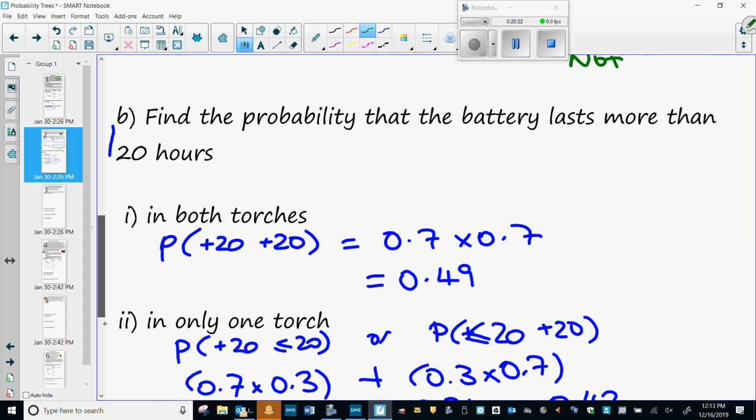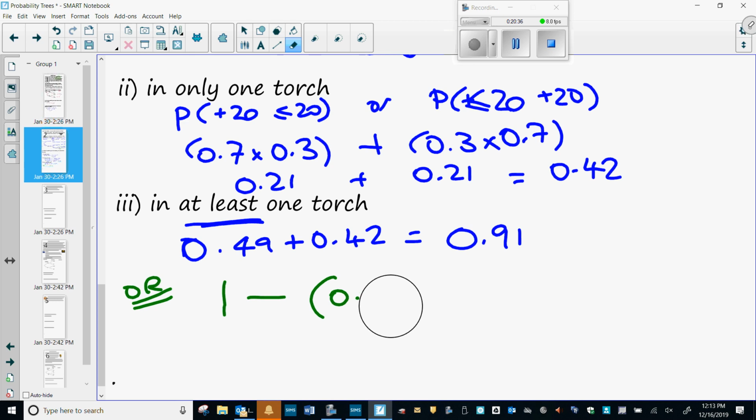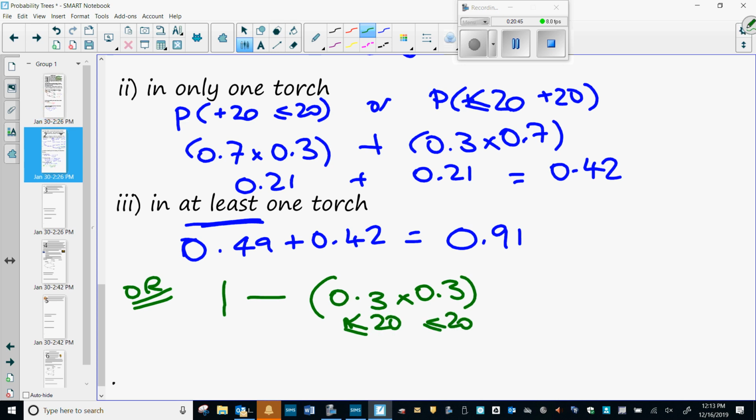So if I were to do that, you could do 1 subtract 0.1. No, it's not 0.1, is it? No, 0.3. 0.3 multiplied by 0.3. So that's less than or equal to 20, less than or equal to 20. So that's 1 subtract 0.09, which gives us the same answer. Does that make sense? Yeah.